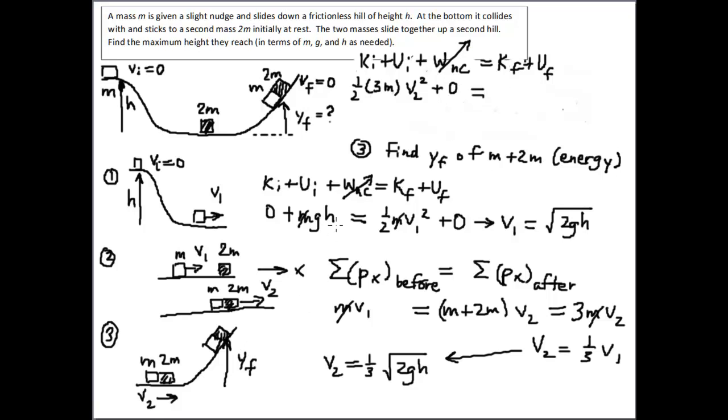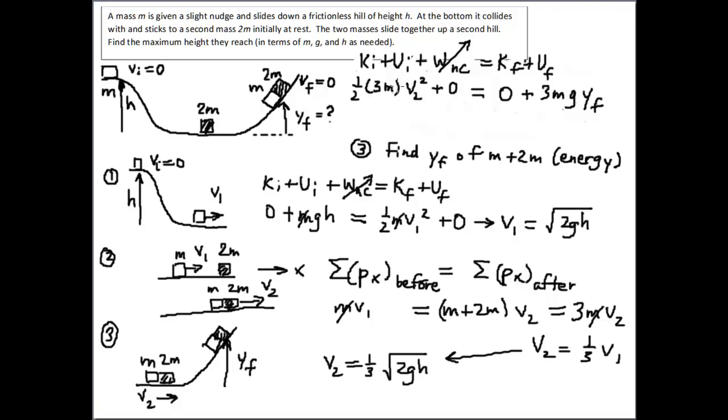Now in the final, we know that when it reaches the maximum height, the kinetic energy is equal to 0. But the potential energy is now the mass, which is now 3m times g times the height, right? So this is 3m g times y final. All right, so what can I do with this? The two zeros are not important.